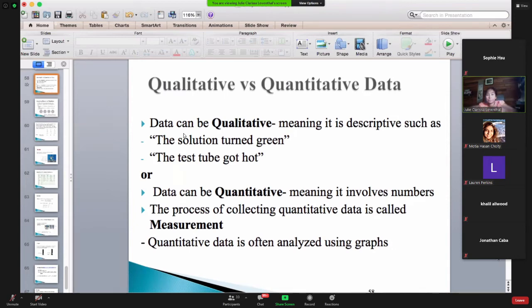Quantitative data. Accurate versus precise. Are they the same words? No. What is the difference between the two? Anyone has an illustration or an idea? Anyone?